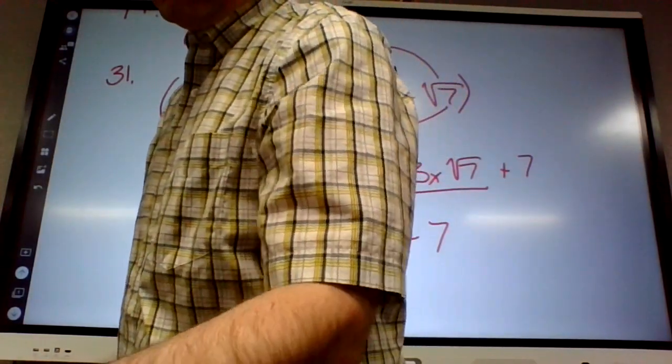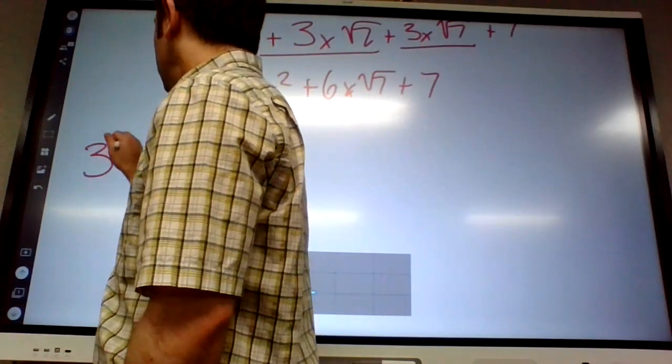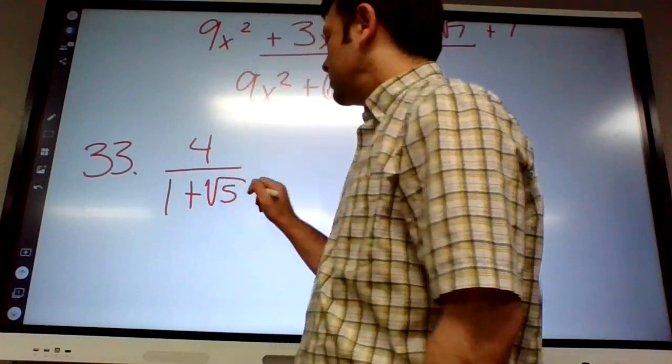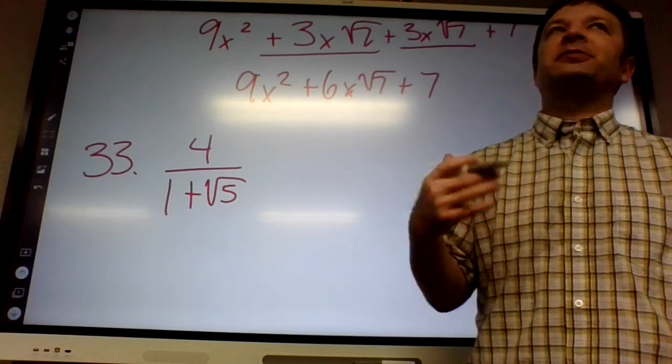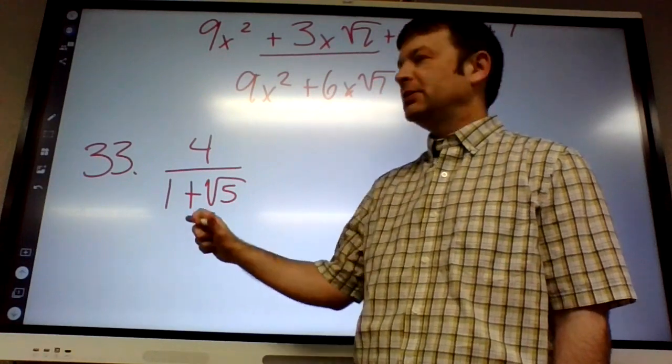Alright, 33, 4 over 1 plus square root of 5. Okay, so calculator should be able to do this, but how do we do this by hand? Like if there was letters involved, for example, what would we have to do? Multiply by square root of 5.